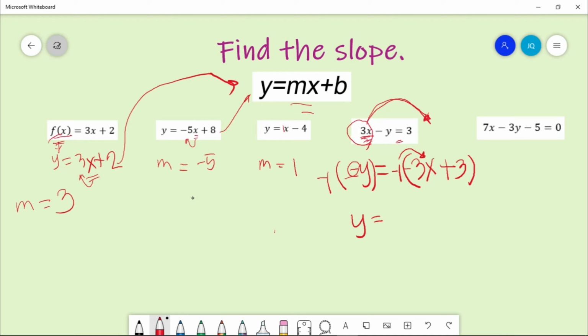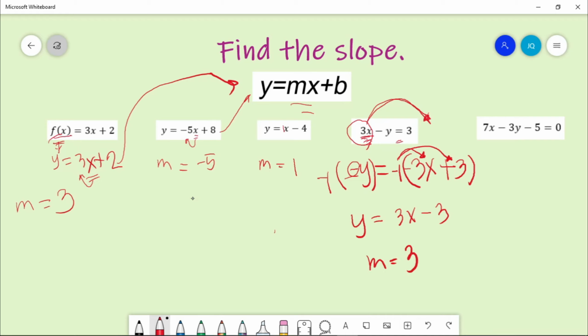Negative 1 times negative 3x. They are both negative, so it becomes positive when you multiply. Next, negative 1 times positive 3. Since they have different signs, the answer will be negative, so that becomes negative 3. So now, what's our slope? m is equal to 3, positive 3.